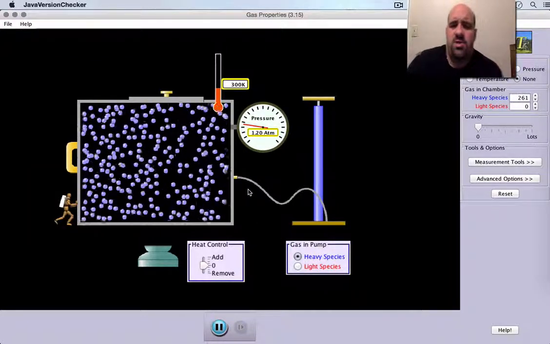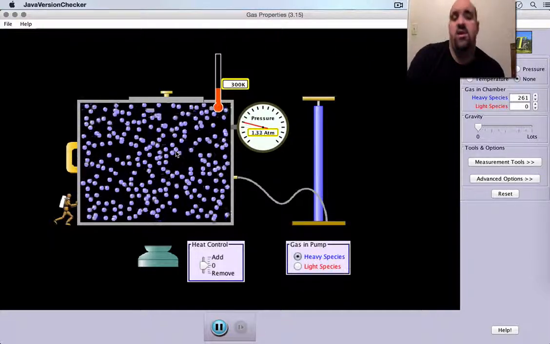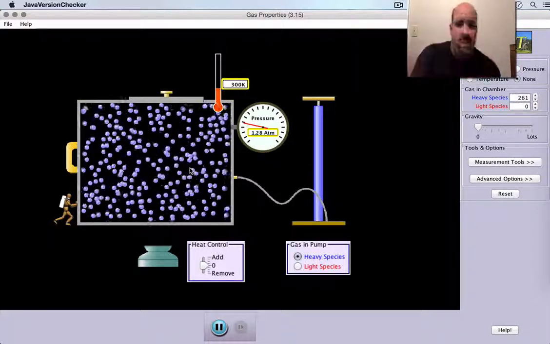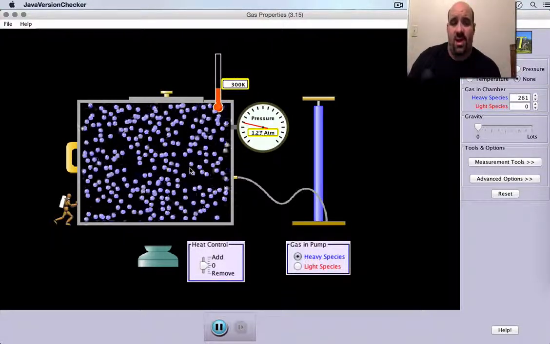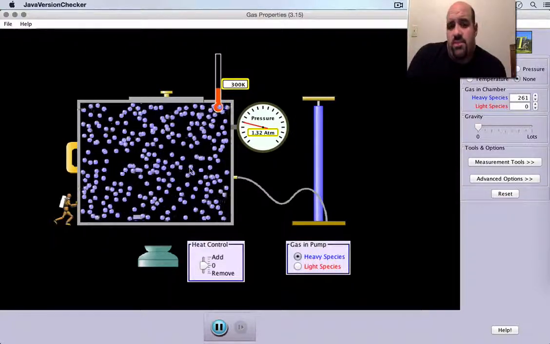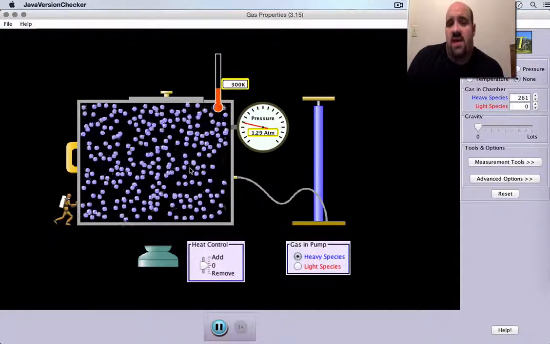What causes pressure inside a closed container with gas in it? Well, molecular collisions. These particles are bouncing off the sides of the container. They're bam, bam, bam. They're bouncing into each other, they're colliding, and they're smashing into the sides of the container. That's creating pressure. The constant collisions with the side of the container.